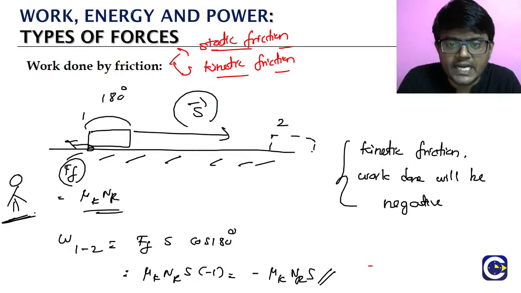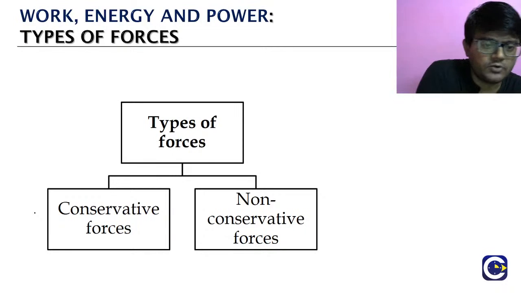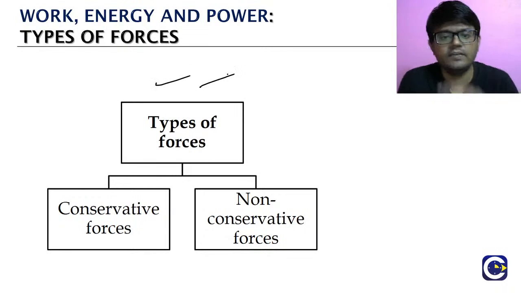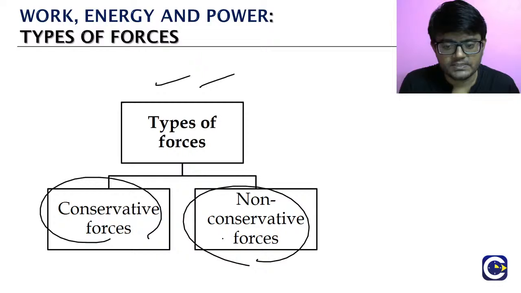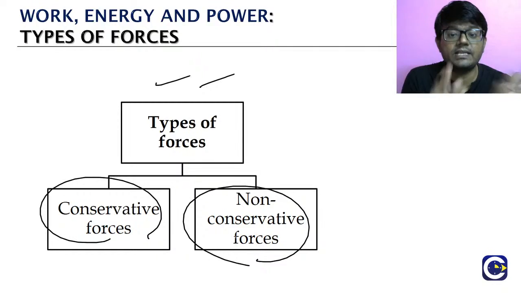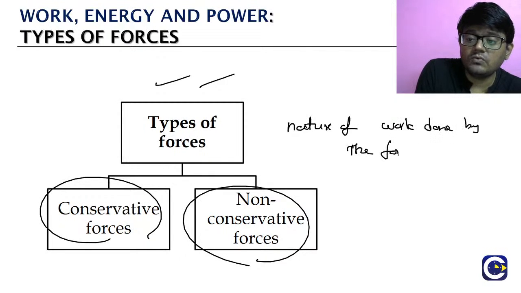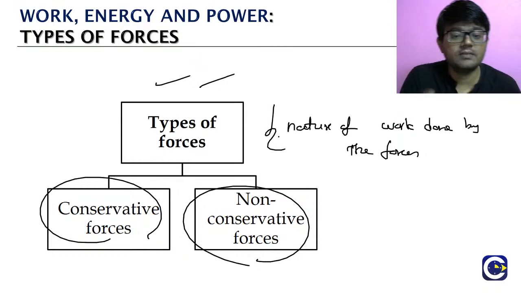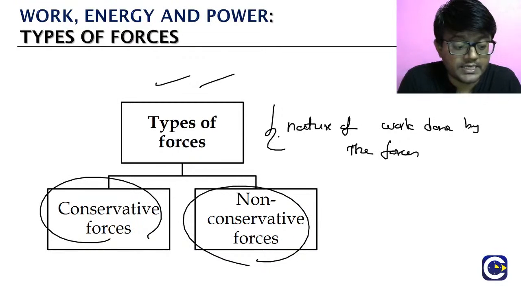So we talked about work done by the static friction and the work done by the kinetic friction. Now we'll look at the types of forces. We'll divide the force into 2 categories. What are the 2 categories? One, conservative forces. Second is what? Non-conservative forces. The classification is based upon the nature of work done by the forces.